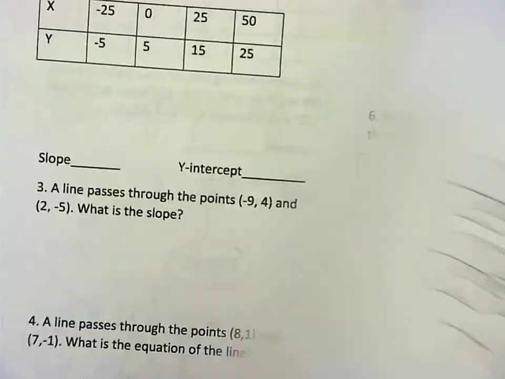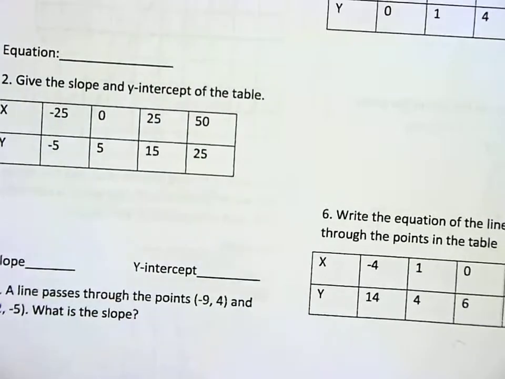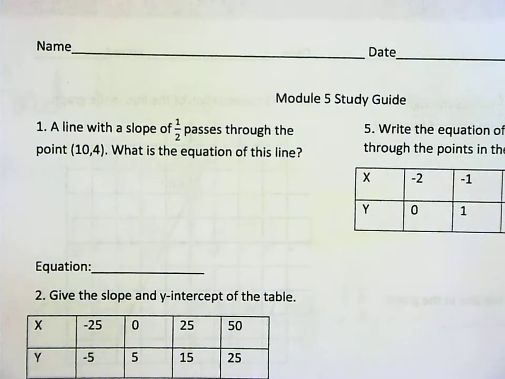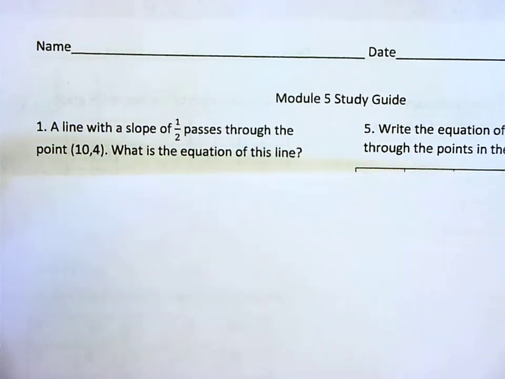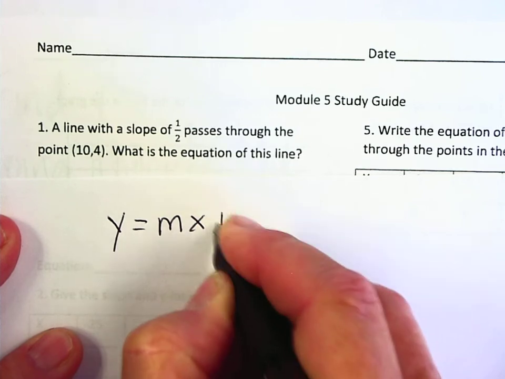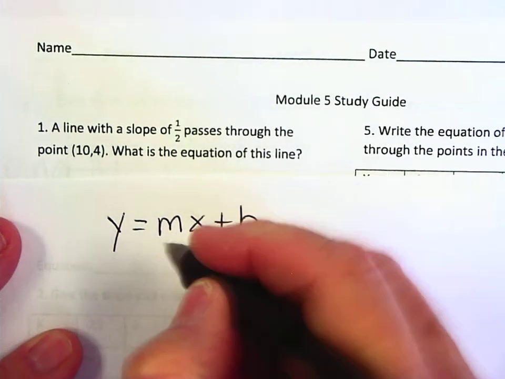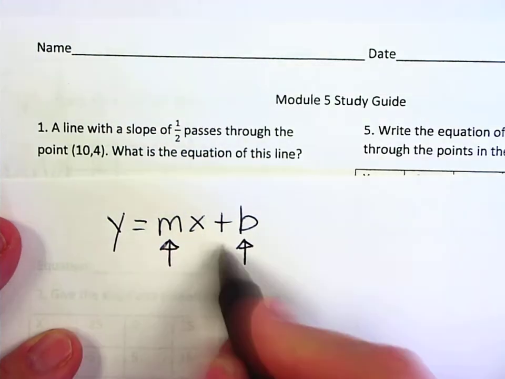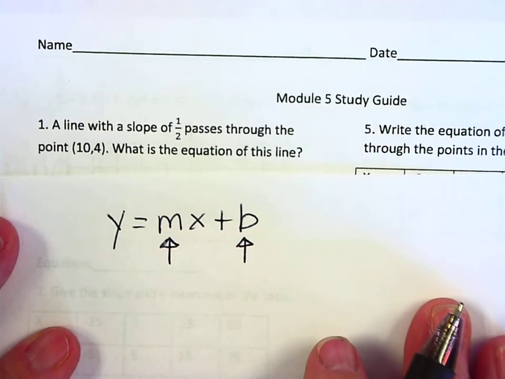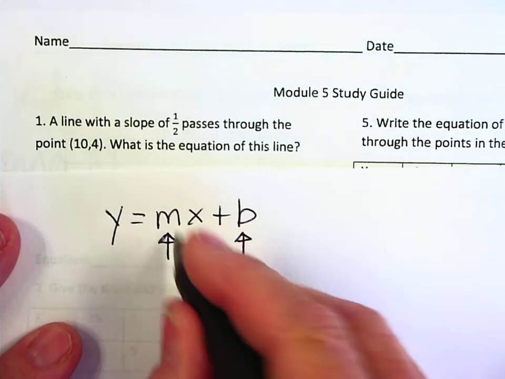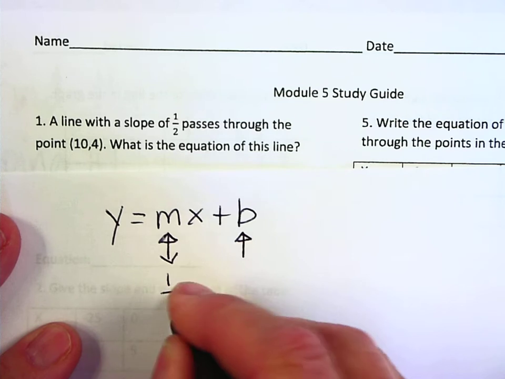Okay, now let's start with number 1. A line with a slope of 1/2 passes through the point (10, 4). What's the equation of the line? Well, I know that the equation of a line looks like this. And if I have my m value and my b value, I can write the equation for a specific line. Well, I have an m here, but I don't have a b value. But my m is 1/2.